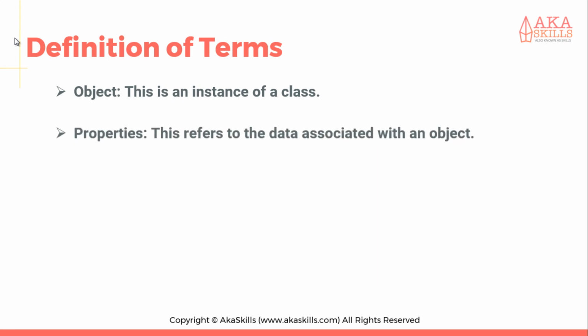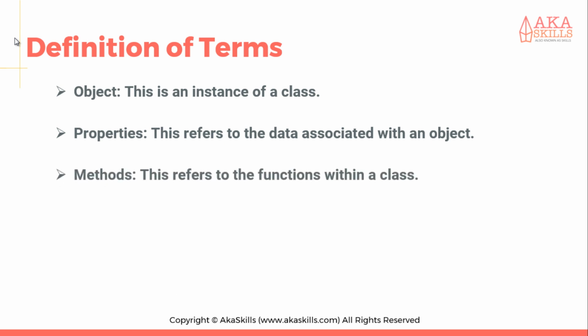Next up is properties. Every class you create will contain one or two properties or as many as you like. Hence, we simply define properties as data associated with an object. Fair enough, eh? Next up, we'll be defining methods. Method simply refers to functions created within a class.